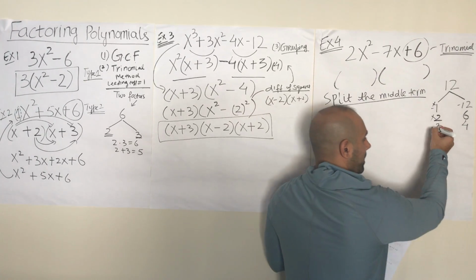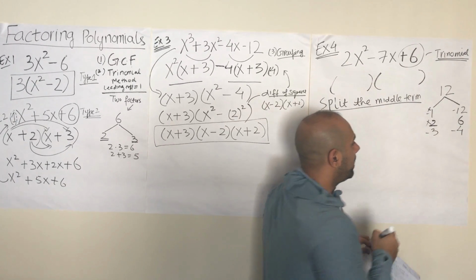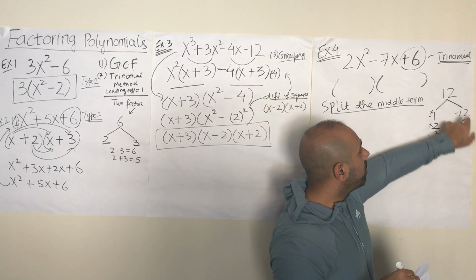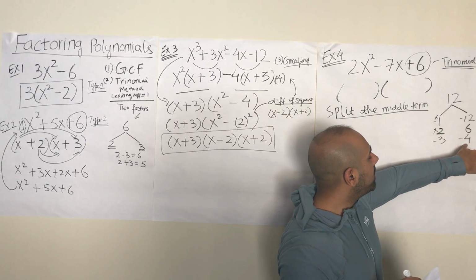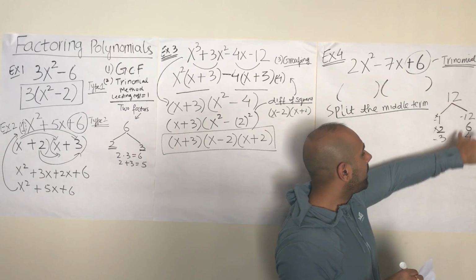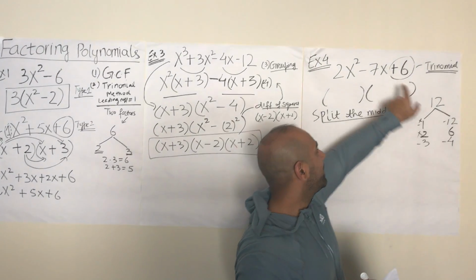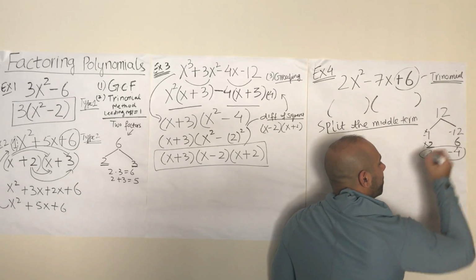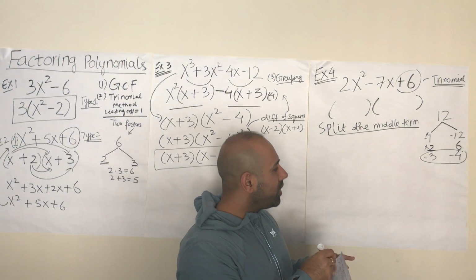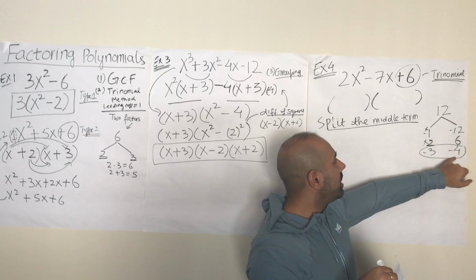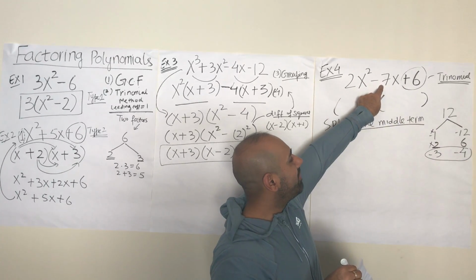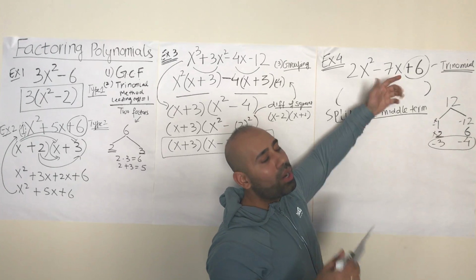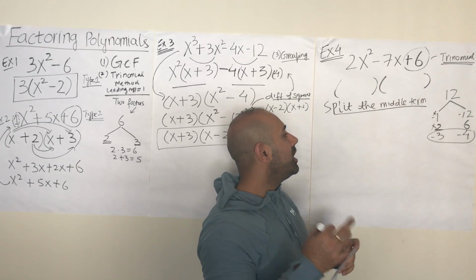Well, if I change the sign to negative, negative 3 and negative 4, let us verify. Negative 3 times negative 4 is still 12, and negative 3 plus negative 4 is negative 7. So it seems like negative 3 and negative 4 actually works. So now we are going to use these two numbers to break this negative 7x into two pieces. That's why it's called splitting the middle term. Or you can think of breaking the middle term into two pieces.